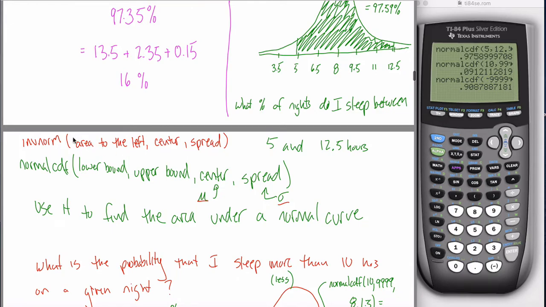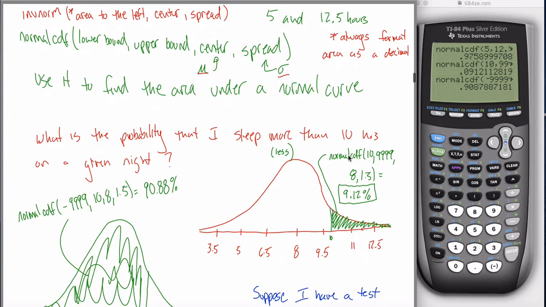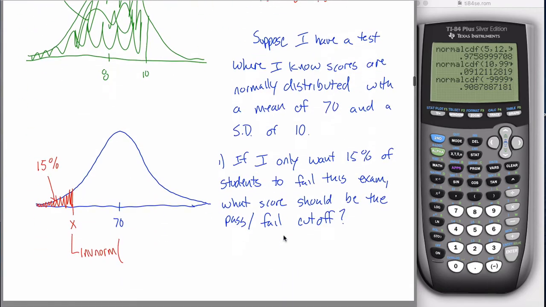Note that for area to the left, always format area as a decimal, not a percentage. You might have noticed that when we use normal CDF in this problem, it didn't say 9.12. It said 0.0912. It always gave the answers in terms of decimals. When your calculator is talking about area, it gives it to you as a decimal, not as a percentage. So if I'm going to tell my calculator an area, I can't give it the area as a percentage. I have to give it the area as a decimal.